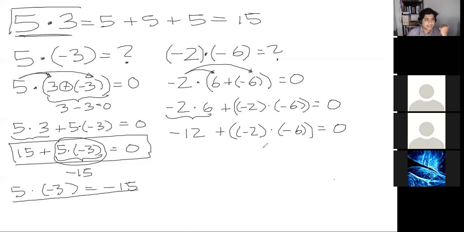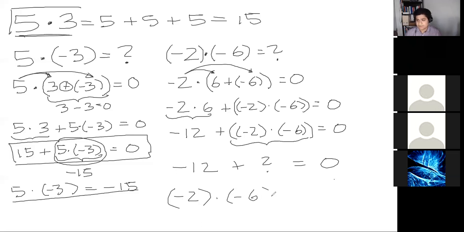Now again, what have I just shown? For the world to make sense, for math to be consistent, which is something we always want, which number must this entire thing equal? You can either say it out loud or write it in the chat. So -12 plus what number is equal to 0? 12. Correct. So this thing here must equal +12. And there you go. Proof is done.